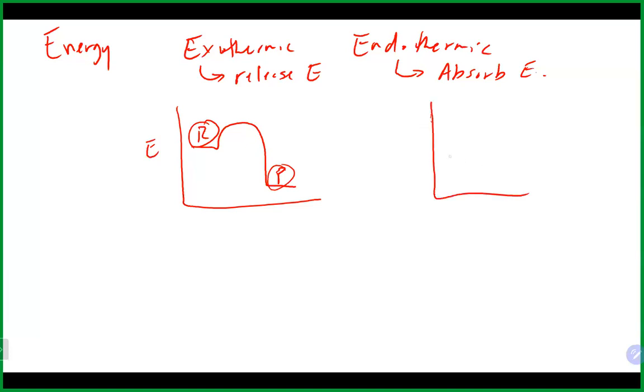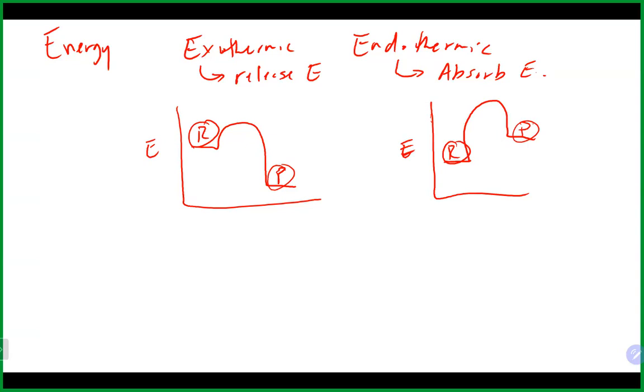Our endothermic diagram looks a little bit different. It looks something like this, where we have our reactants, which is our starting material in a chemical reaction, lower in energy than our products. So in order to get up to the energy of our products, energy has to be absorbed in that case, which would be an endothermic situation.